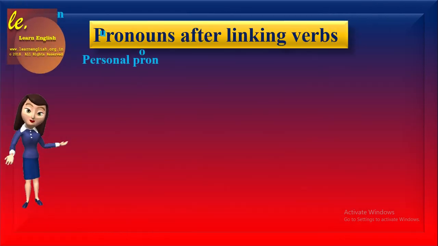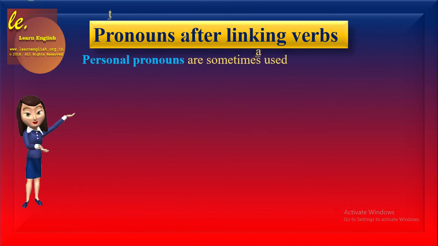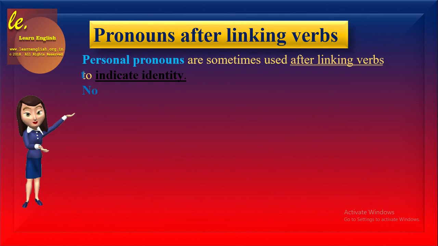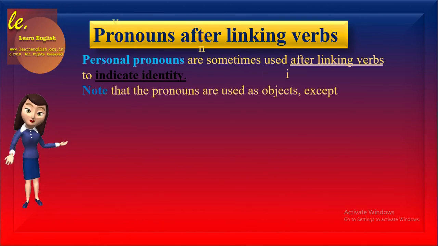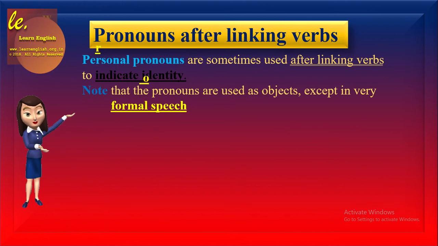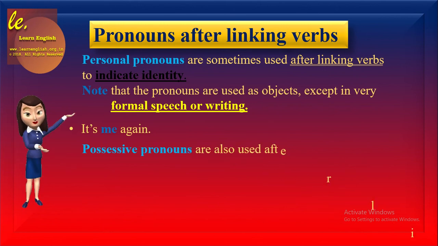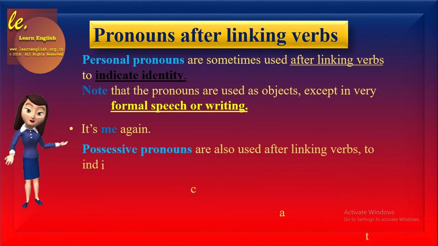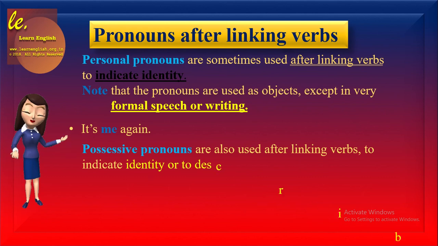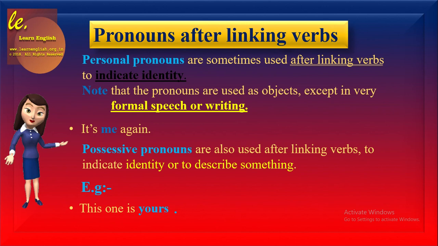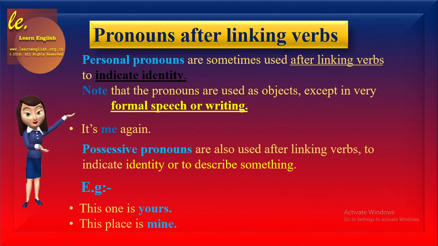Pronouns after linking verbs. Personal pronouns are sometimes used after linking verbs to indicate and identify. Note that the pronouns are used as objects, except in very formal speech or writing. It's me again. Possessive pronouns are also used after linking verbs to indicate identity or to describe something. Example: this one is yours, this place is mine.